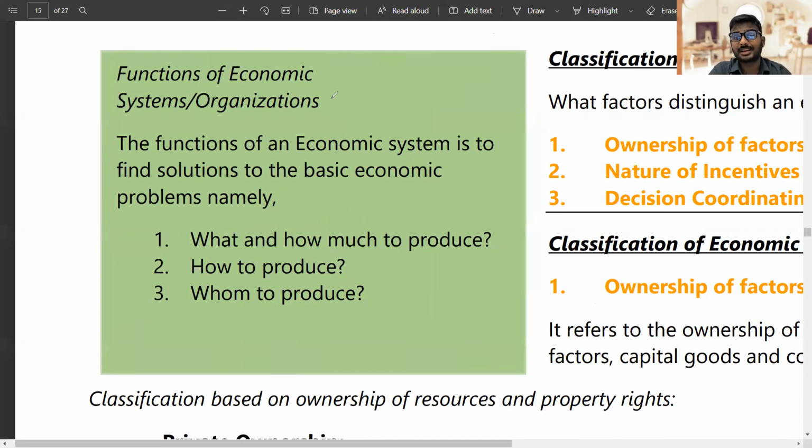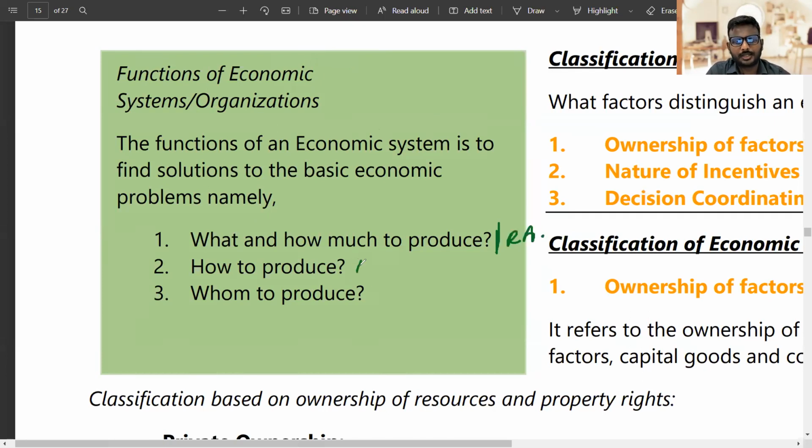You can't just write down the basic economic problems and get away, right? You have to say the function of an economic system is to find solutions to these basic economic problems, namely what and how much to produce, or what do you call this? Another name? Very good, Inusha. Another name for this? Resource allocation problem.